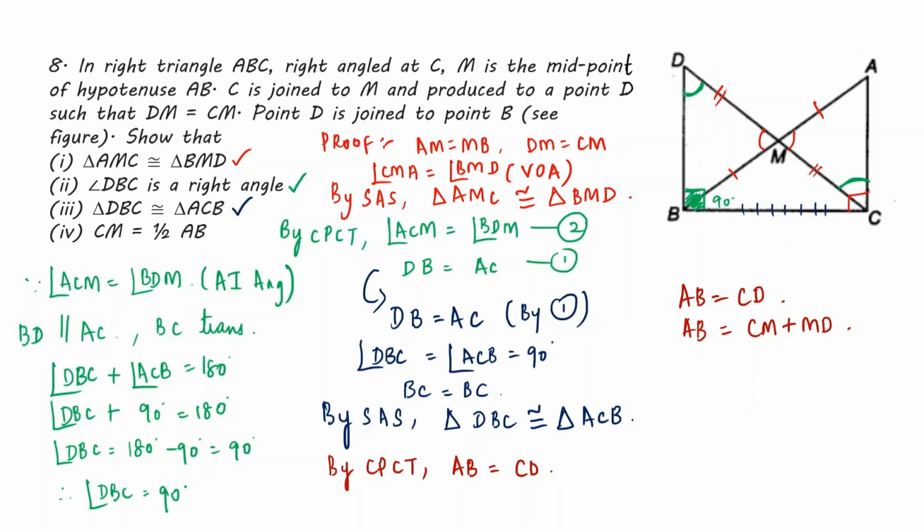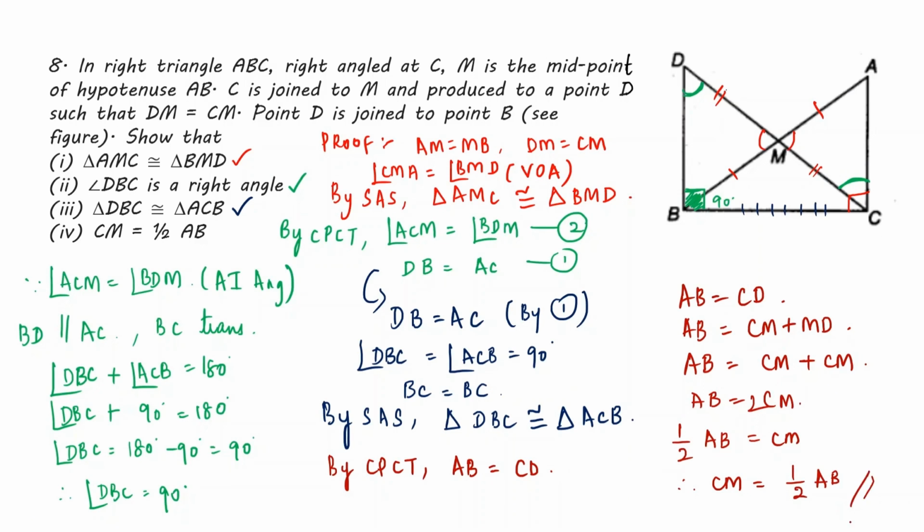We already know from the question that DM is equal to CM. So now I'm going to replace MD by CM. Thus we can write AB is equal to 2CM. Taking 2 to the left hand side, it becomes half. So half AB is equal to CM. Thus, side CM is equal to half side AB. Hence proved.